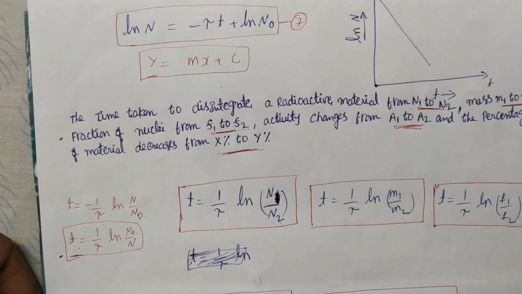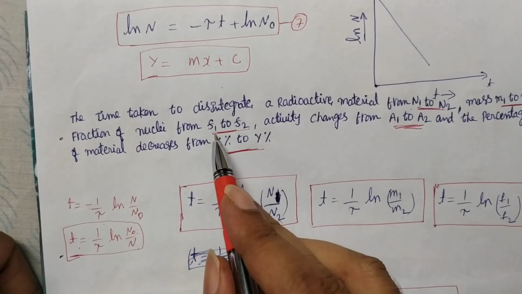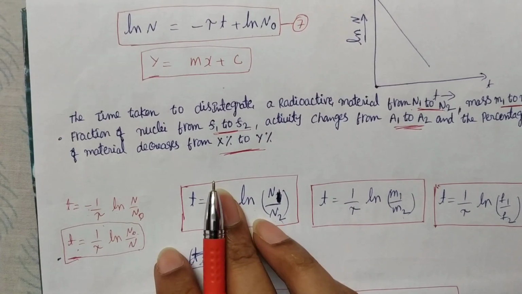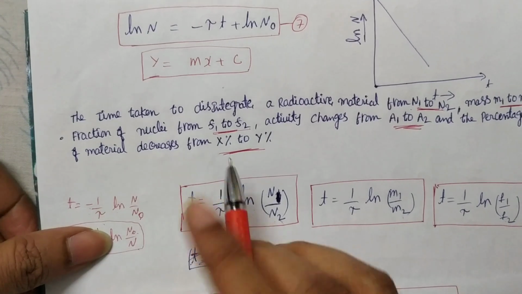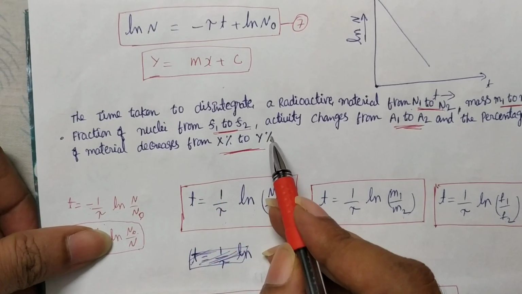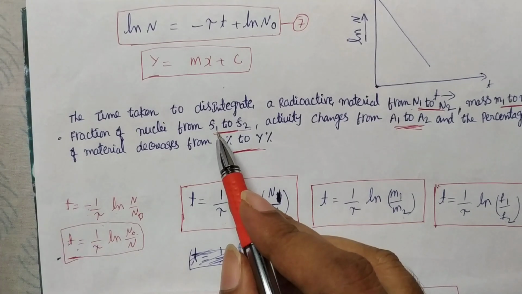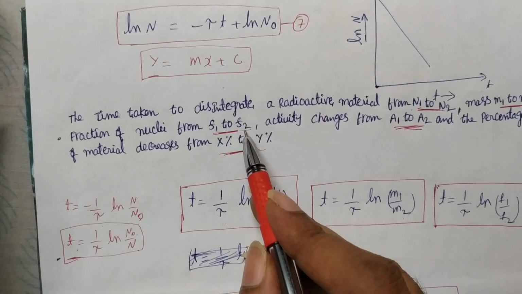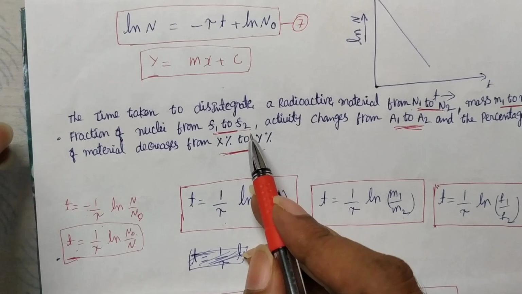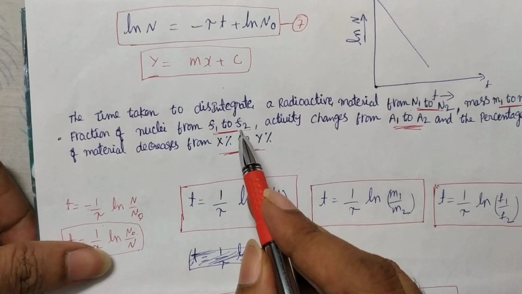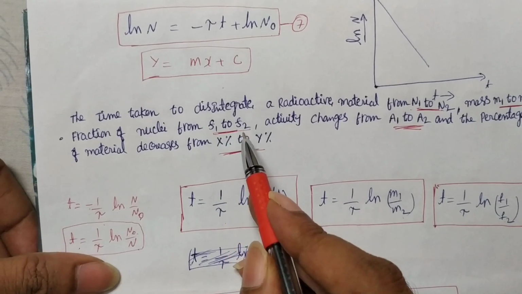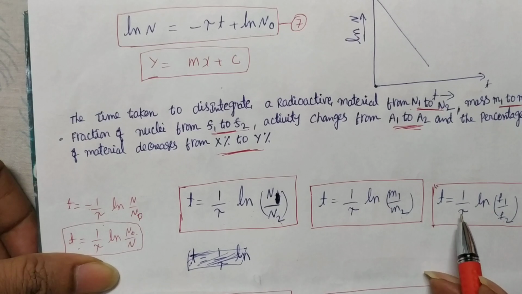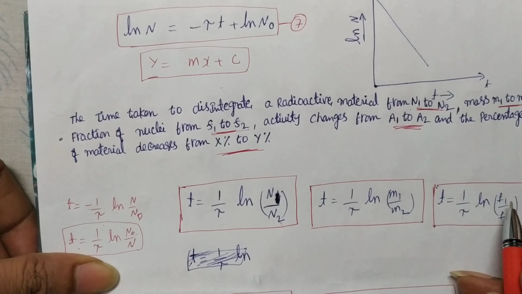Sometimes they give an initial fraction of nuclei. Suppose for example it starts with half of the nuclei number and after some time it becomes 1 by 8 of the nuclei number. So if they give fractions, how do we solve? The initial fraction of nuclei present in the sample is f1, and now it is f2. How much time does it take for the fraction of nuclei to fall from f1 to f2? We can use the similar formula.